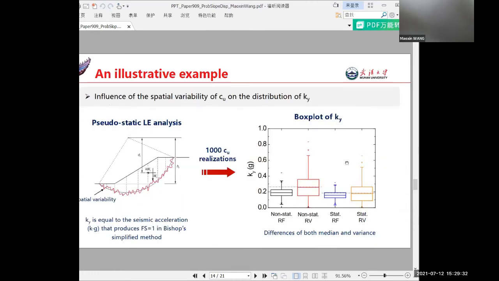Let's look at the results about the yield acceleration Ky. We have generated 1,000 realizations of Cu to estimate the distribution of Ky. The right figure compares the distribution of Ky for different models. As we can see, the random variable models result in larger standard deviation. The box plot is fatter.